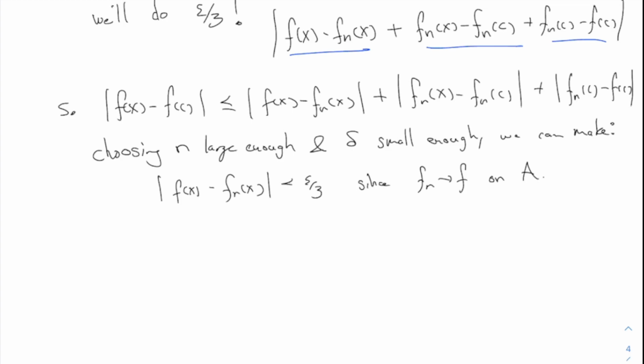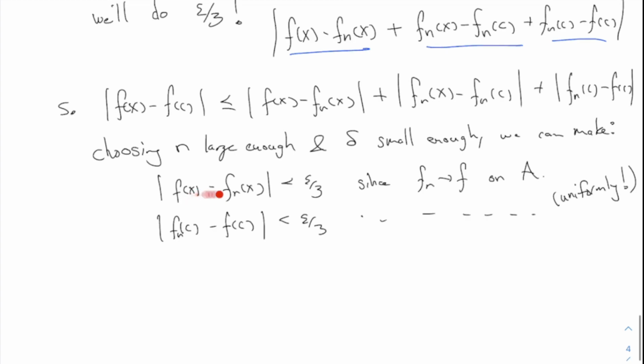And for the same reason, fn of c minus f of c can also be less than epsilon over 3. Again, it is important that it is uniform. Why is that? It's because I'm using the same n for both x and c. If the convergence is only pointwise, then you might need a different n for different points. This is where the uniformness is important. Because the convergence is uniform, I can choose the same n, which will be large enough for both points.